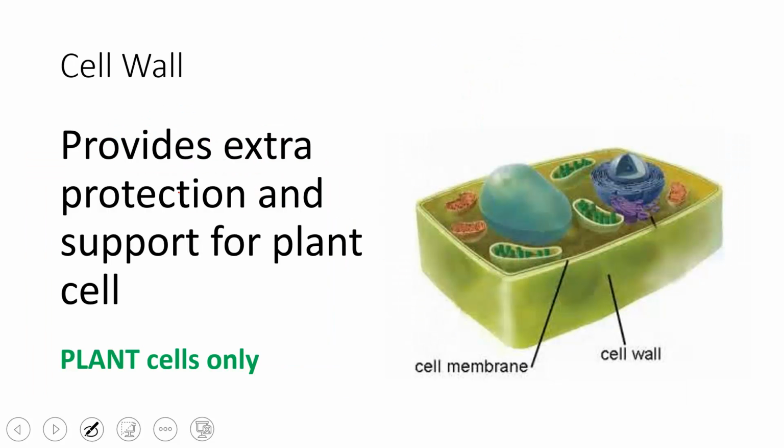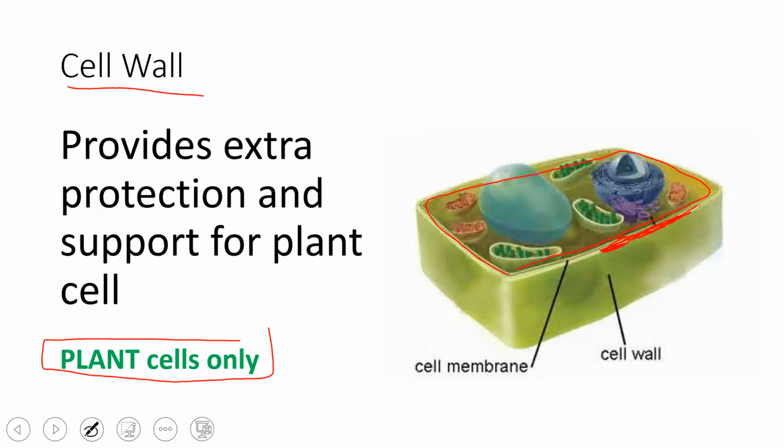The next organelle is found in only plant cells. It's called the cell wall. The cell wall provides extra protection and support for the plant cell. Now you'll remember back to yesterday I said there is such a thing as a cell membrane. It's a layer that goes around plant and animal cells, and it regulates what can go in and out of the cells. But you see here how there's kind of a thicker layer here. This thicker layer is called the cell wall.